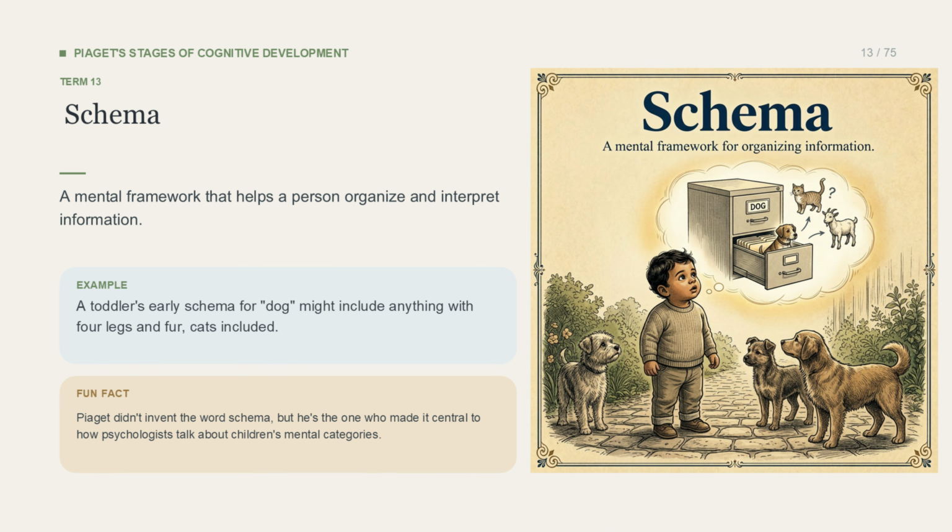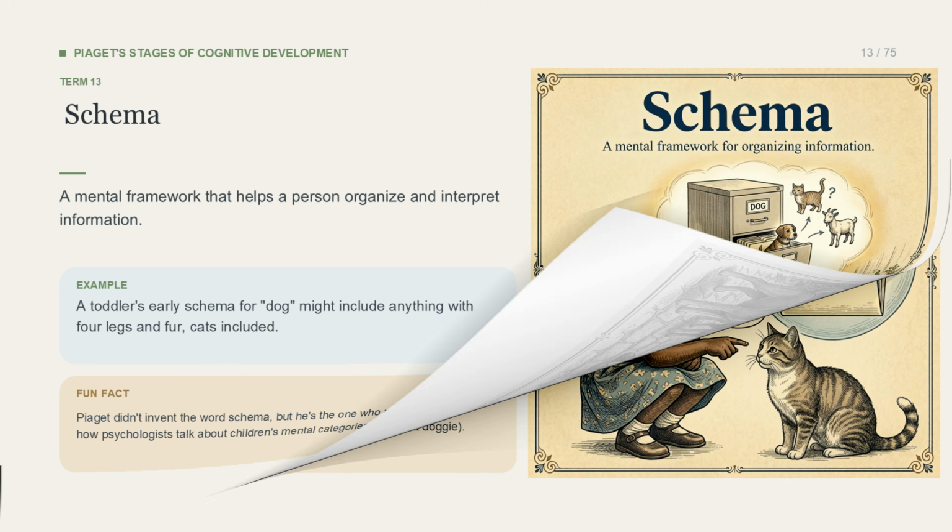13. Schema. A schema is a mental framework we use to organize and interpret information. A toddler's first schema for dog, for instance, might be anything with 4 legs and fur. That works fairly well until the toddler meets a cat.